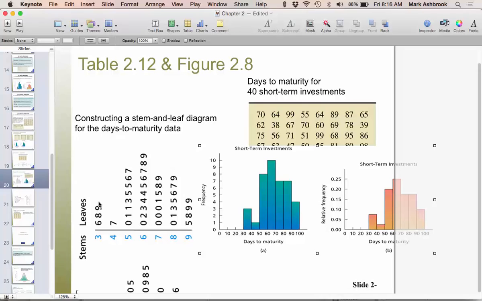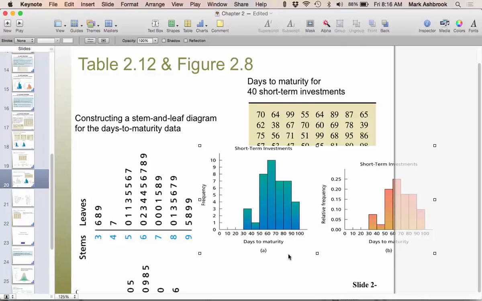Here's the stem and leaf plot for the investments' days to maturity. Here's the histogram for the investments' days to maturity. Do you see it's the same? Can you see the same exact shape? As the data values increase from 36 up to 99, we've got this higher bar here, then a low bar, then it goes up, and this is called our mode.